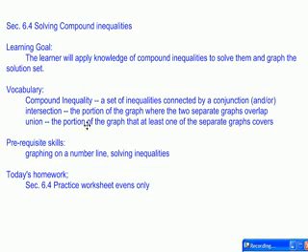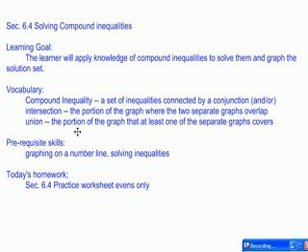Compound inequality is our first vocabulary term. A compound inequality is a set of inequalities, usually two, connected by a conjunction, so and or. And then you will be doing the intersection and the union, depending on the problem. Intersection is the portion of the graph where the two separate graphs overlap. So if I graph the two inequalities separately, and then I put them together, wherever they both covered would be the intersection.